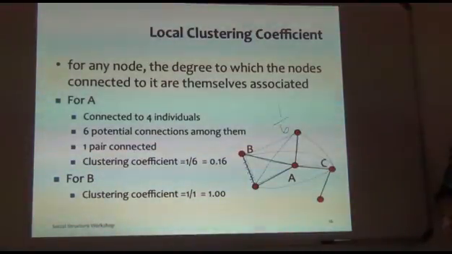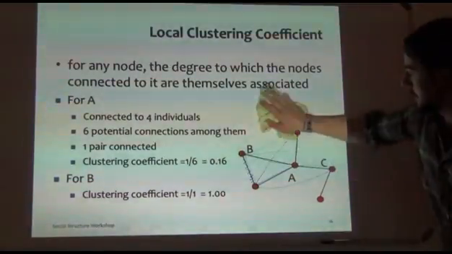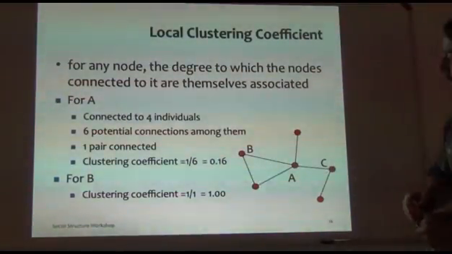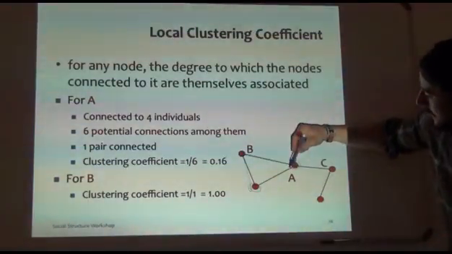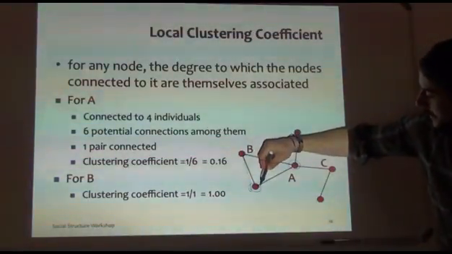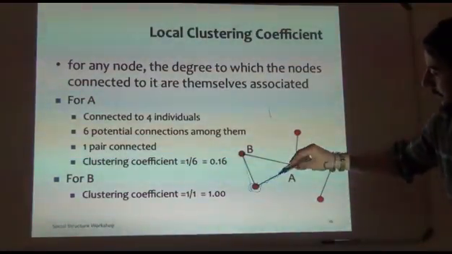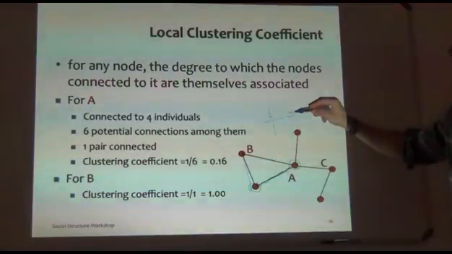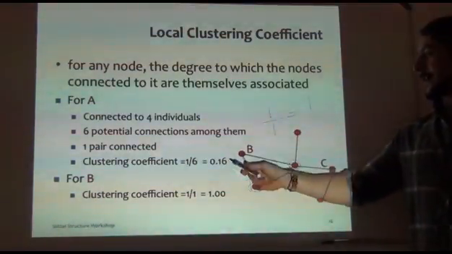And now there's that 2 possible connection. The next one, the B. For B, this guy has 2. And these 2 individuals, the potential connections between them is just 1. So it's 1 divided by 1, which is 1. So the clustering coefficient of these guys is higher than these.